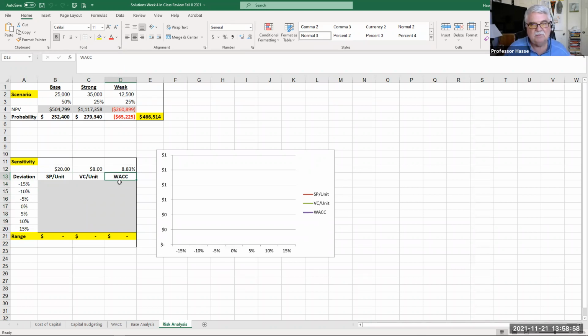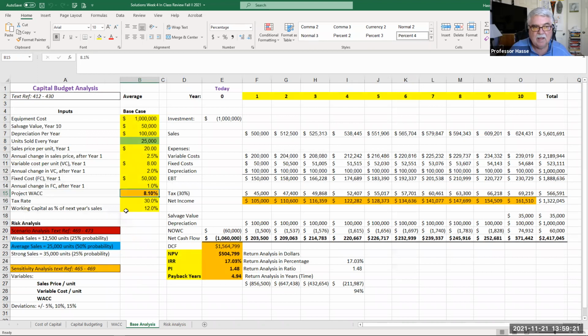The sensitivity analysis takes the percentage change of each one of these variables one at a time and sees how it affects the net present value of the project. In other words, I'll change selling price per unit and see what that does to the NPV, and so on. So let's begin. We go back to our base case, which we've already completed here. Notice our variables right here: selling price per unit, variable cost per unit, and WACC, and we change them plus or minus 5, 10, or 15%.